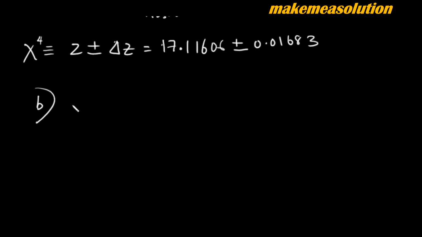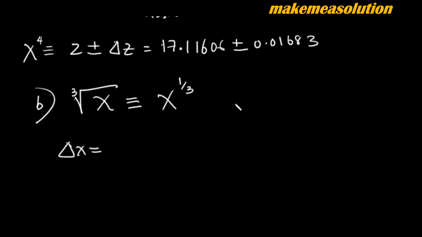So for the b part, we want to solve the cube root of x. So of course you still remember what the cube root of x is according to the law of indices. That's x to the power of 1 over 3. So in this case, we still have x to be 2.034. I have 3 decimal places, so my delta x will be 0.5 times 10 to the power of minus 3. That's the greatest possible absolute error in x.